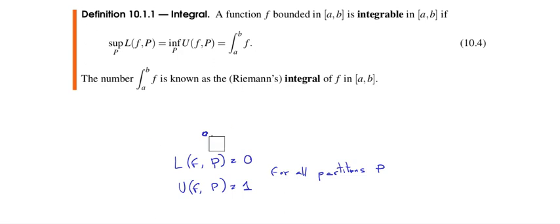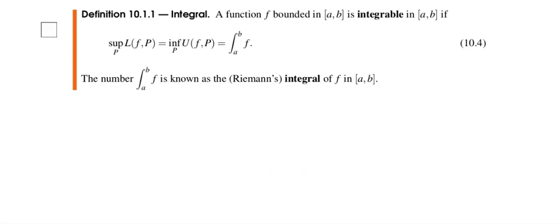One example of an integrable but weird function is, for instance, the function f that is 1 when x is 1/2 and 0 when x is different from 1/2.